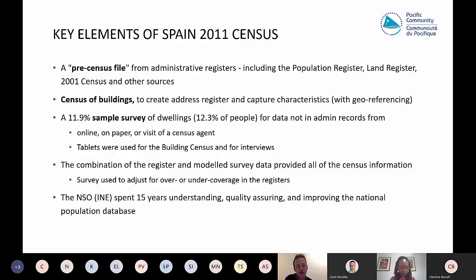They modelled the survey results to represent the whole population, and that was used to provide all of the census information. And as in Germany, the survey was used to adjust for under and over coverage in the registers. And I think an important point is that the NSO spent a long time understanding, quality assuring and improving the national population database.